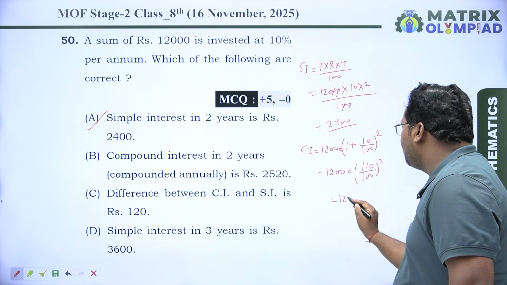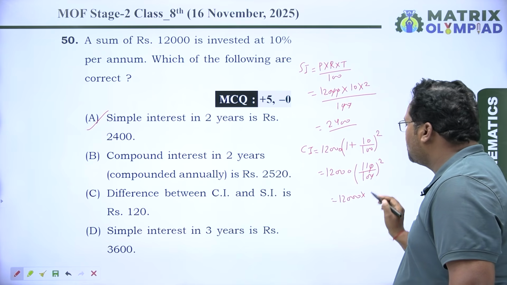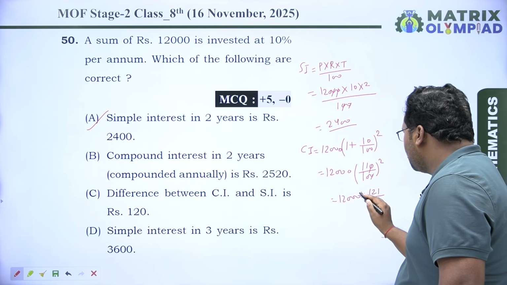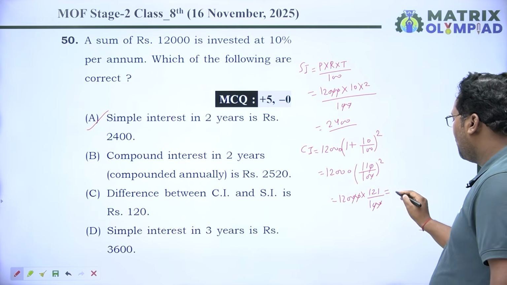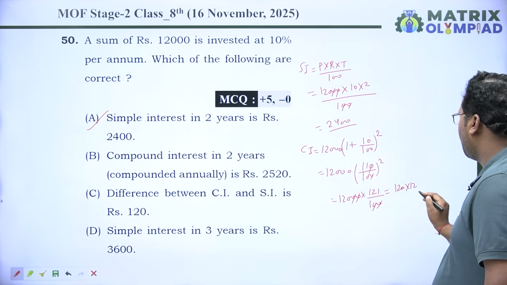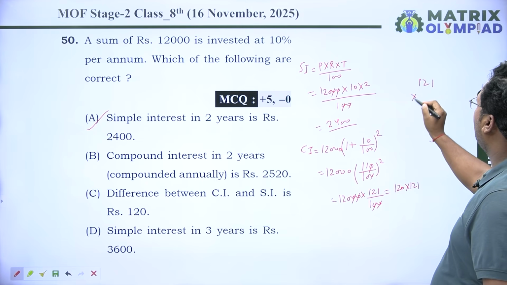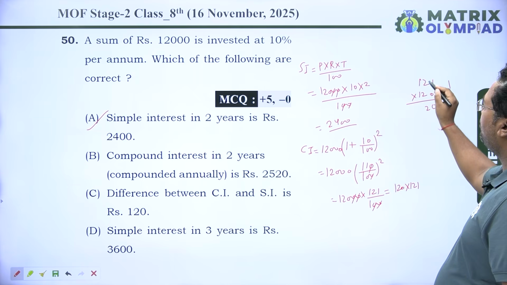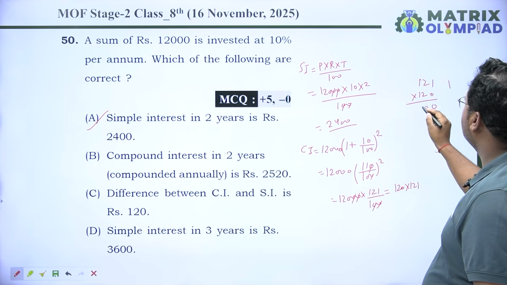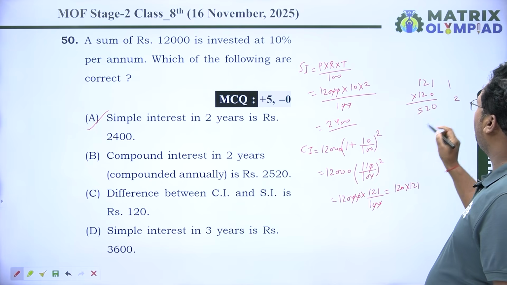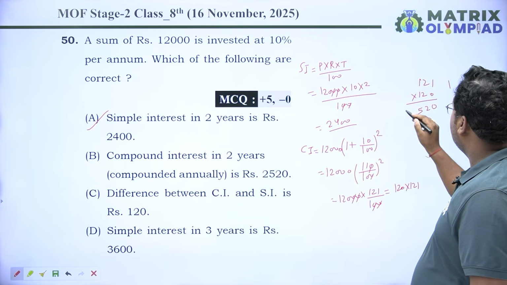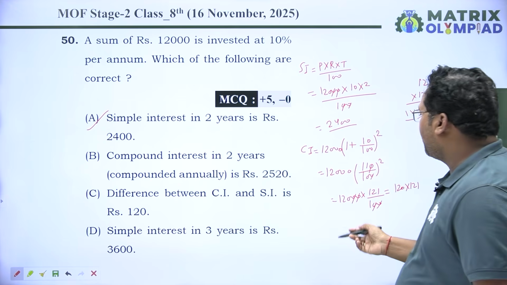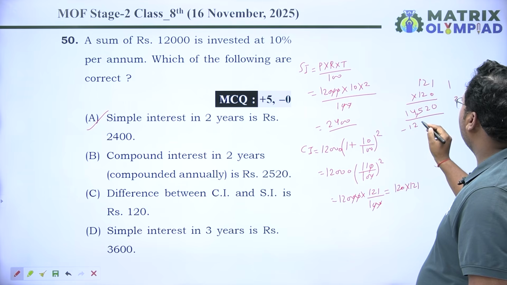So we will get 12,000 into, these two 0s are cancelled out. So 11 square is 121 upon 100. So these two 0s are cancelled out. So we will get 120 into 121. So we have to multiply 121 by 120. So we will get 0. 12 ones are 12, carry 1. 12 twos are 24, 24 plus 1 is 25. Carry 2. 12 ones are 12, 12 and 2 is 14. So the amount is 14,520. So compound interest is the amount minus the principal amount.